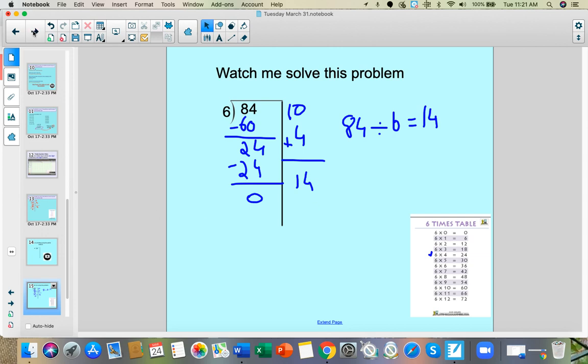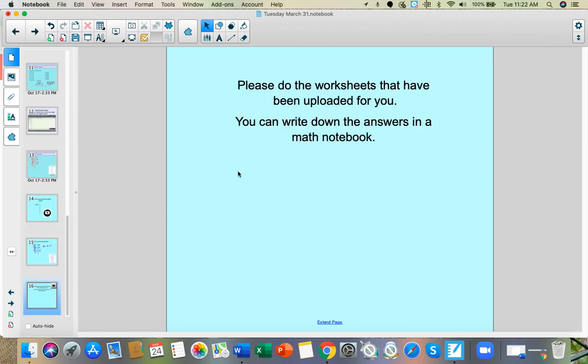Okay. So today we learned about partial quotient. We did 2 digits by 1 digit. So please do the worksheets that have been uploaded for you in your Google Classroom. You can write down the answers in the math notebook. Okay. Good luck.